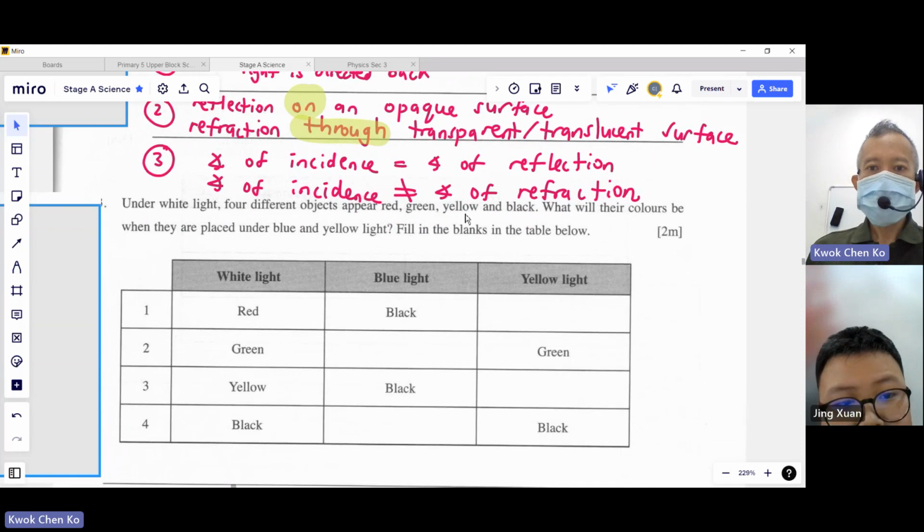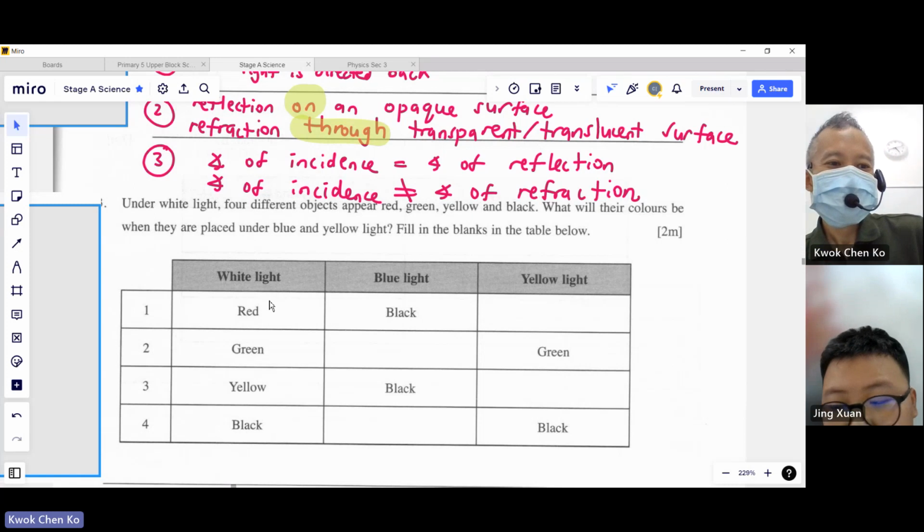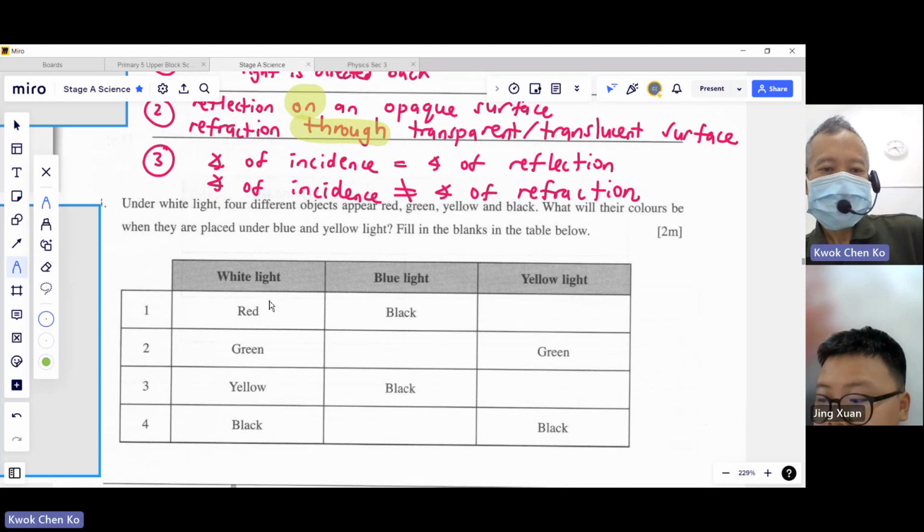Objects appear red, green, yellow, and black. What will their colors be when they're placed under blue and yellow light? Fill in the blanks in the table below. This one is tricky. So you have 4 different objects that appear red, yellow, green and black. What will their colors be under blue and yellow light?